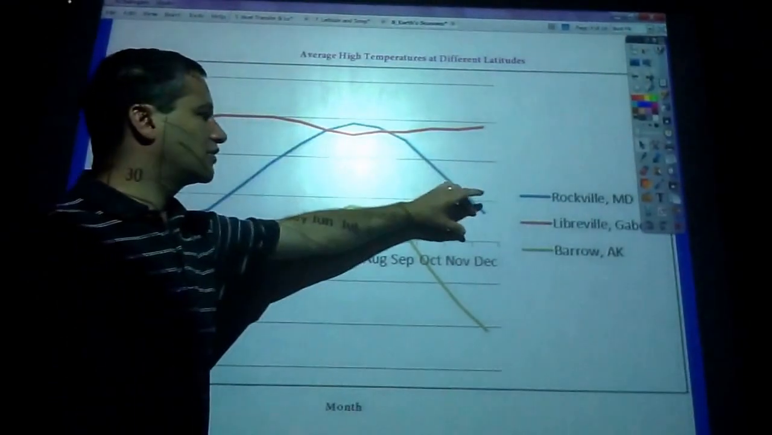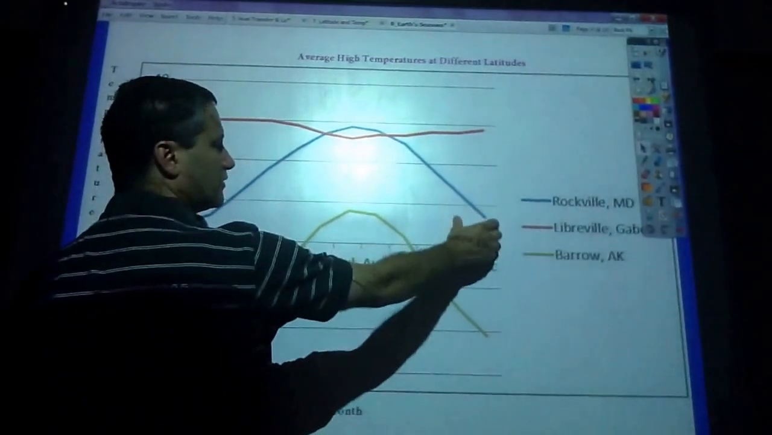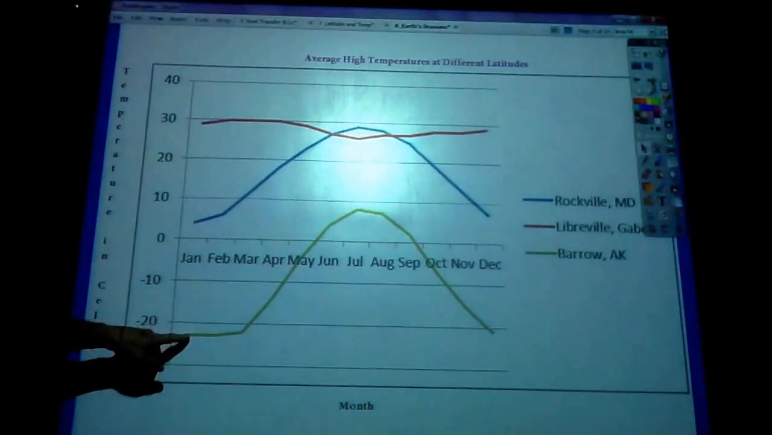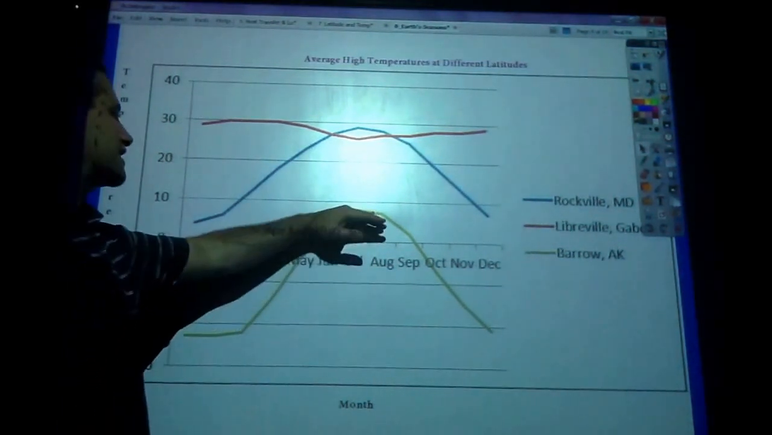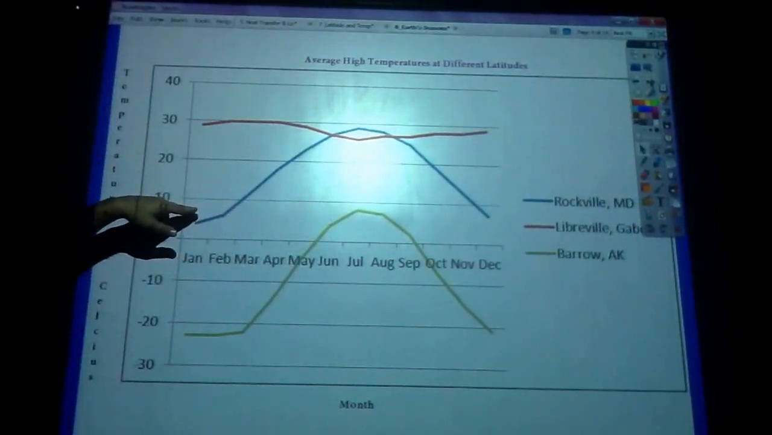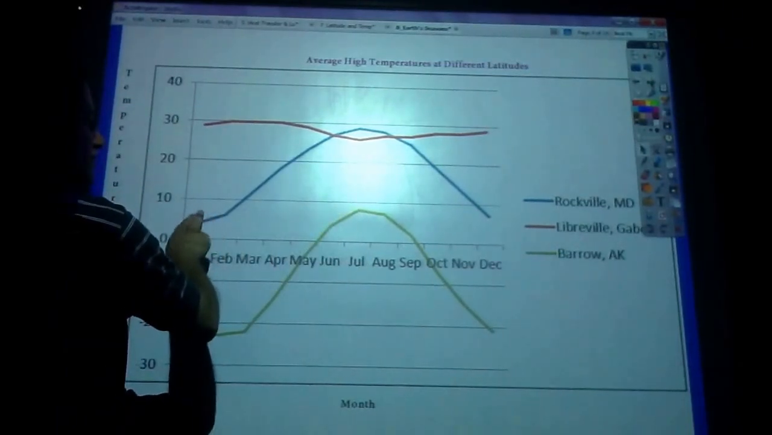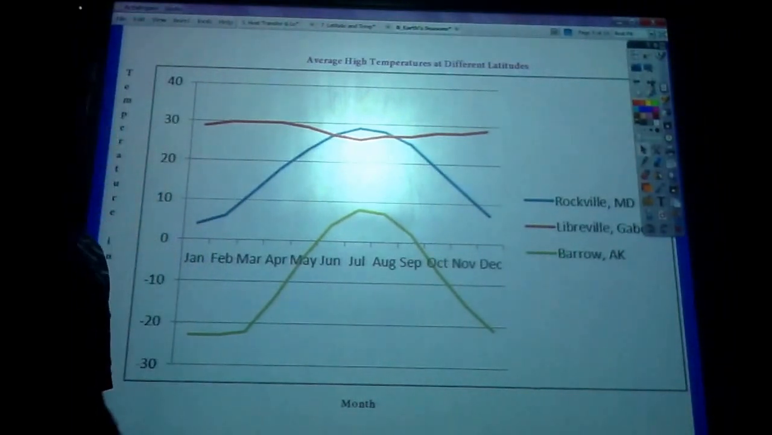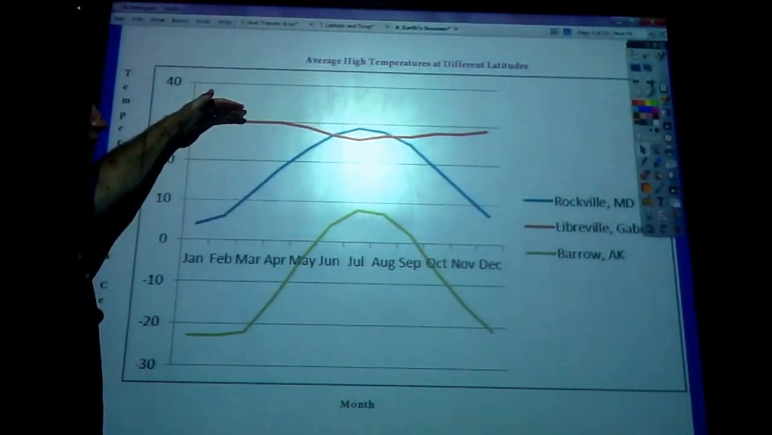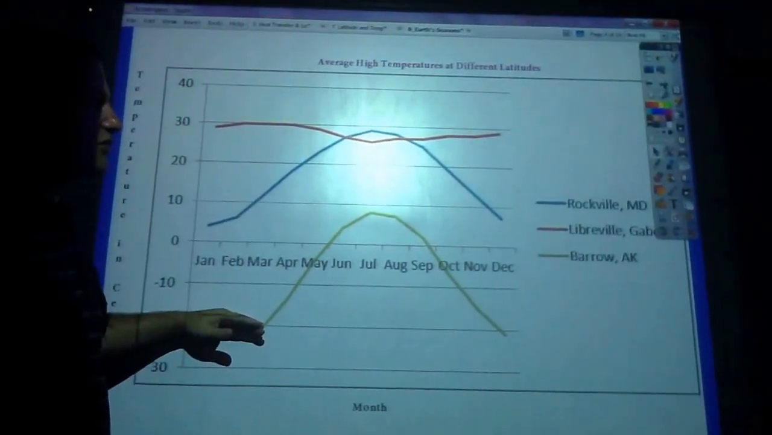So why does it get warm and then cold? Well, here's January and February, November and December, so Rockville gets colder in the winter, that's obvious. And then we look at Barrow, Alaska. Barrow, Alaska is quite a bit colder. Its warmest days are about the same as Rockville's coldest days. So the hottest days in summer for Alaska are about our coldest days in Rockville. And why is it? It has to do with latitude. Rockville is about halfway between the equator and the North Pole, and Barrow is quite a bit closer to the North Pole.